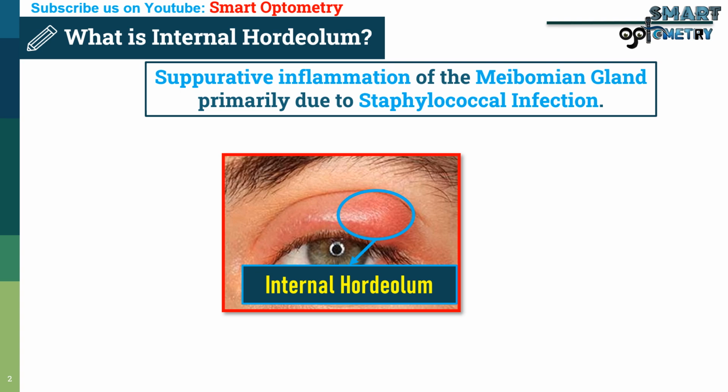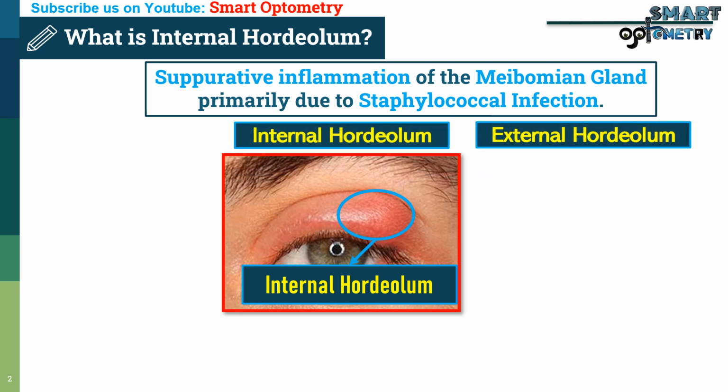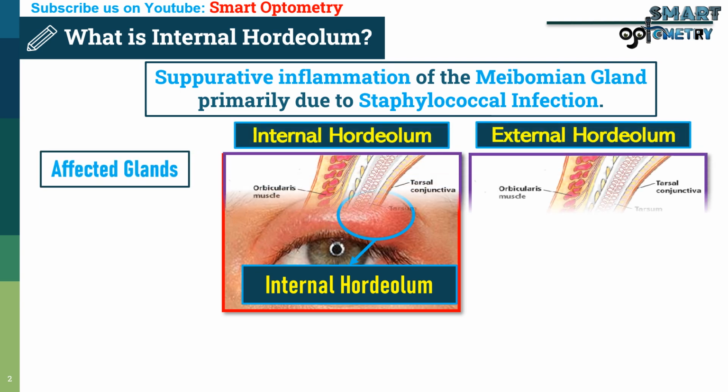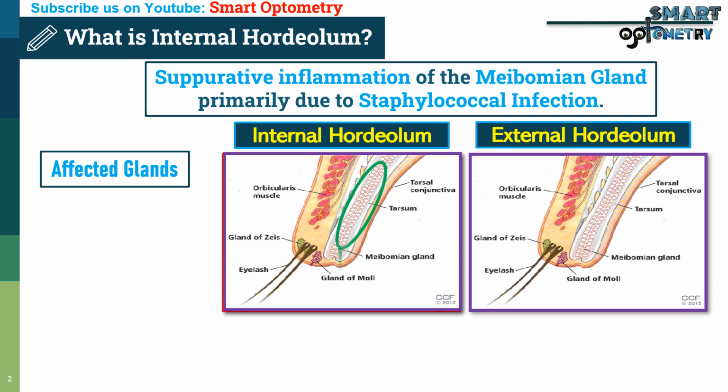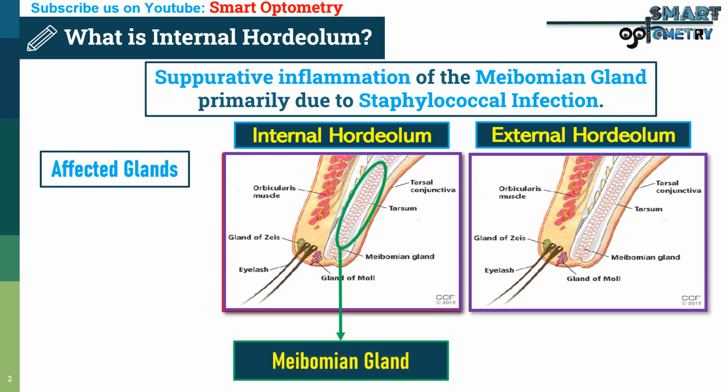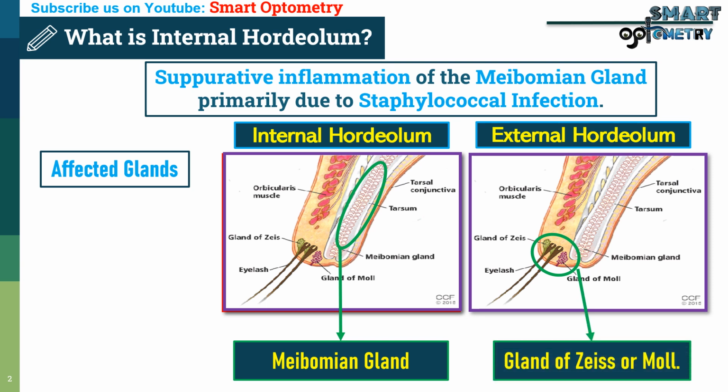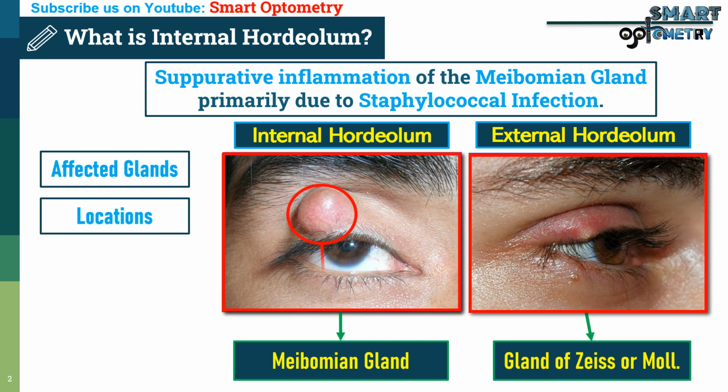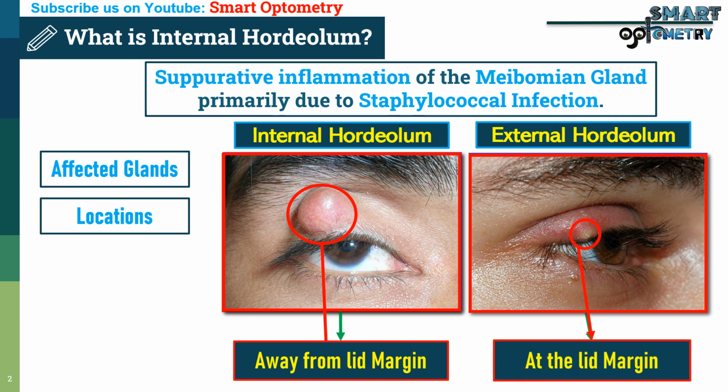The differentiating features between internal hordeolum and external hordeolum are: 1. Affected glands. Internal hordeolum is associated with the meibomian gland. External hordeolum or stye is associated with the gland of Zeiss or Moll. 2. Location. The location of internal hordeolum is in the middle of the eyelid, or away from the eyelid margin. The location of external hordeolum or stye is in the lid margin.